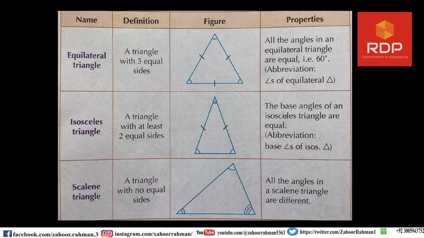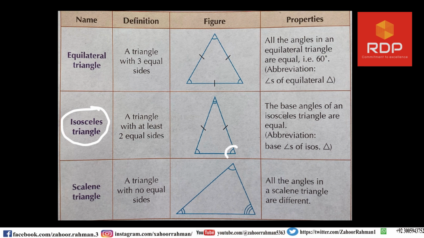The second type of triangle is isosceles. Isosceles triangles are those triangles in which at least two sides are equal. These small lines are showing that the two sides are equal. The length of this side and the length of this side are equal. So they are called isosceles triangles.